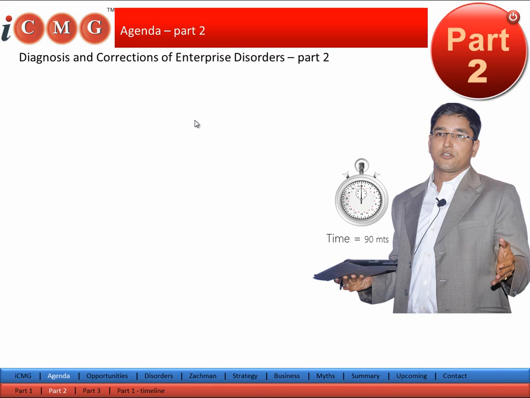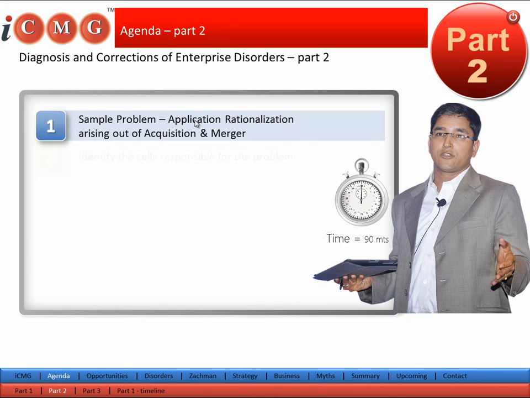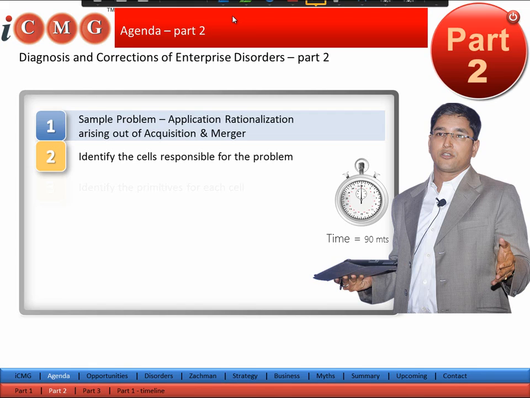In part two, we're going to look at a case study, the work that we did early last year. We're going to look at the concept of how acquisition and merger result in the need for application rationalization. We'll use that as a basis for our discussion of how exactly we're going to solve these problems.